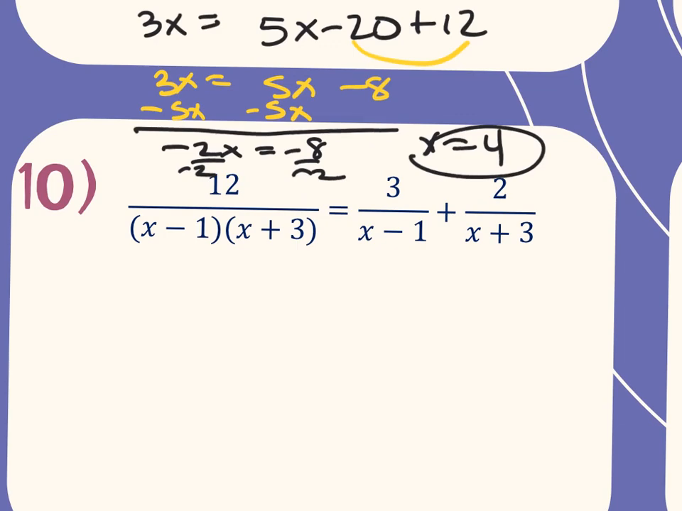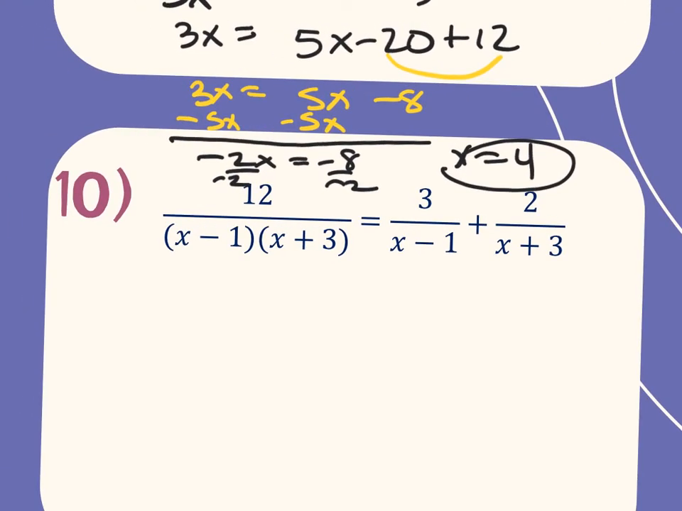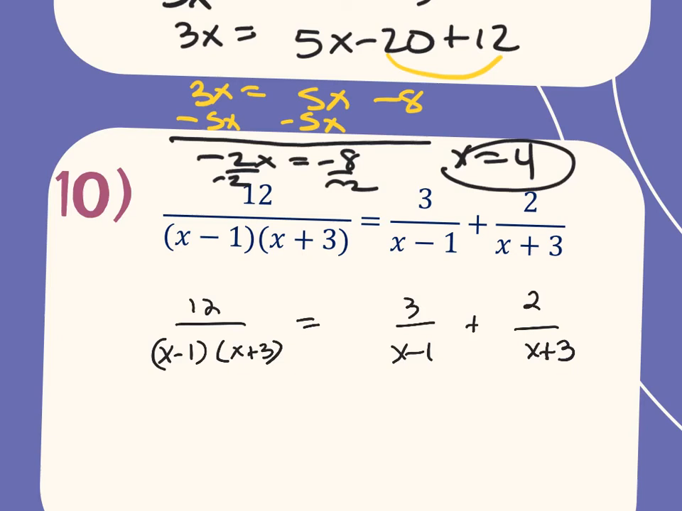Okay, so for the next example, we need to find a common denominator. And our common denominator is going to be x minus 1, x plus 3. So let me go ahead and rewrite my problem. So 12 over x minus 1, x plus 3 equals 3 over x minus 1 plus 2 over x plus 3. Remember, we want to eliminate the denominator, so I'm going to multiply each fraction by that LCD. So let me go ahead and fill that in next to each fraction.